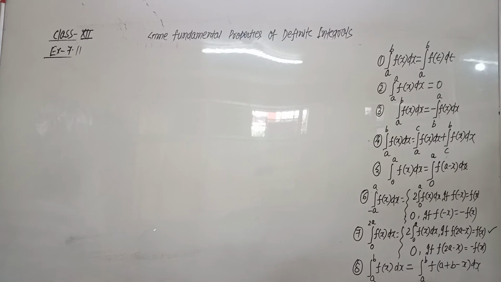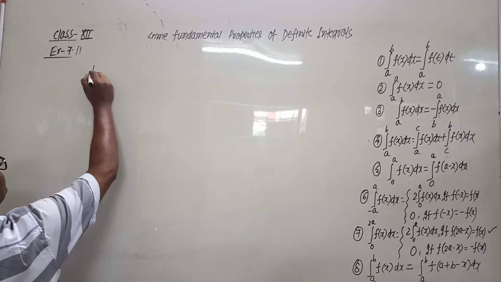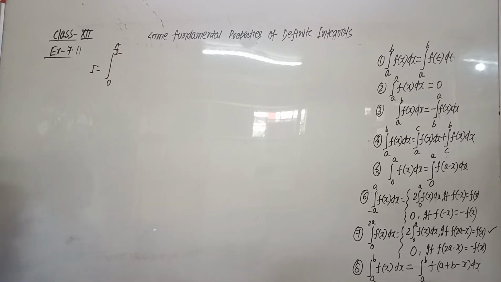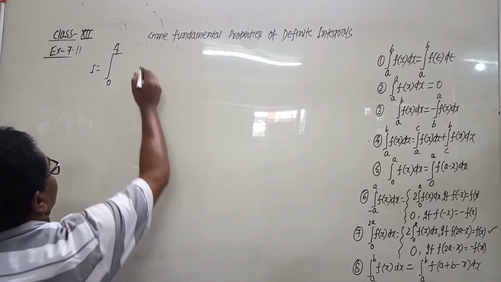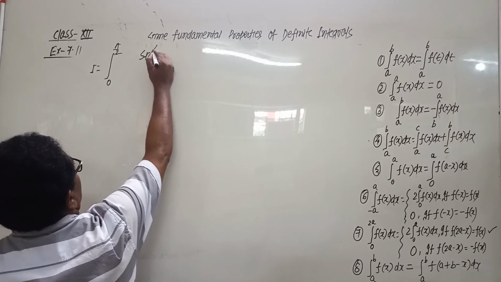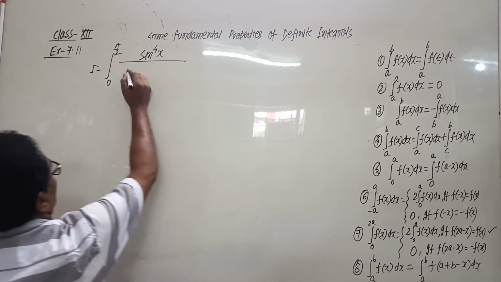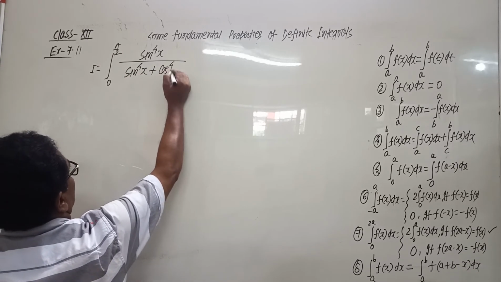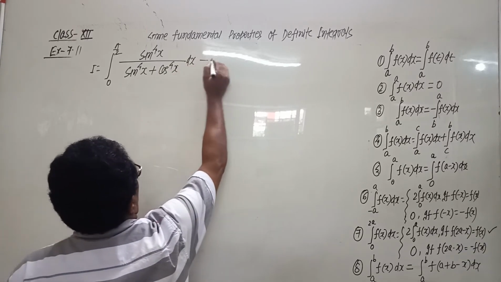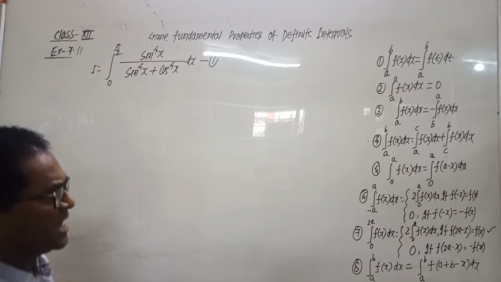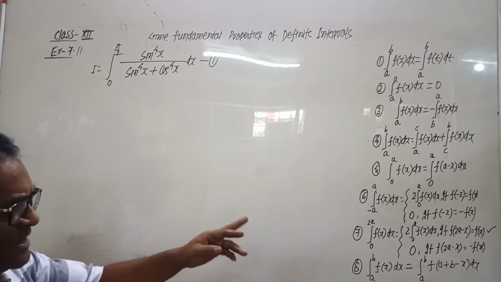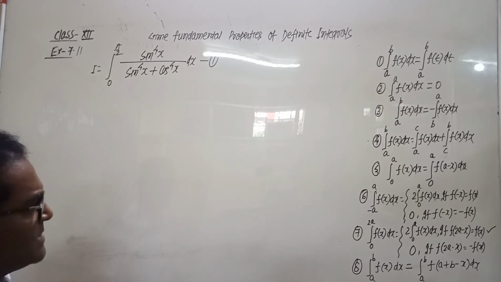Integral from 0 to pi by 2 of sin^4 x upon sin^4 x plus cos^4 x dx. Name it first equation, and we use property number 5: integral from 0 to a of f(x) dx equals integral from 0 to a of f(a minus x) dx.